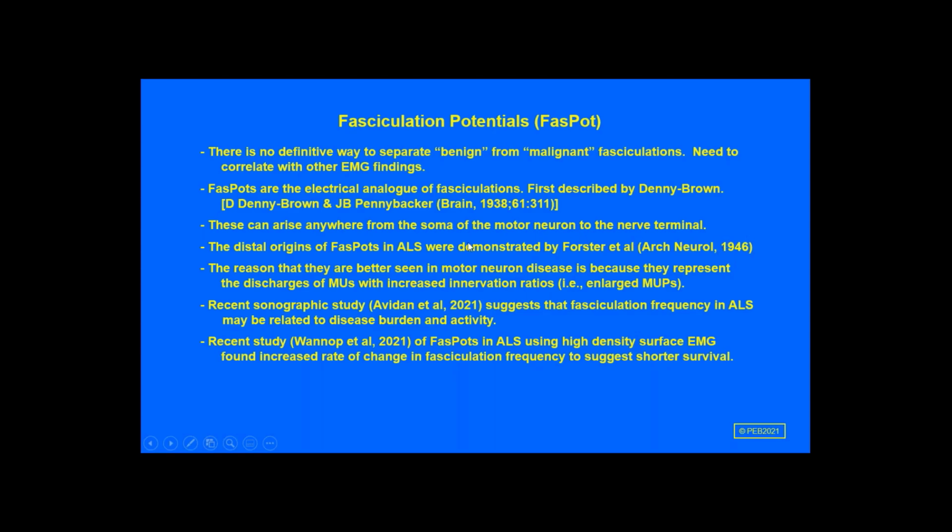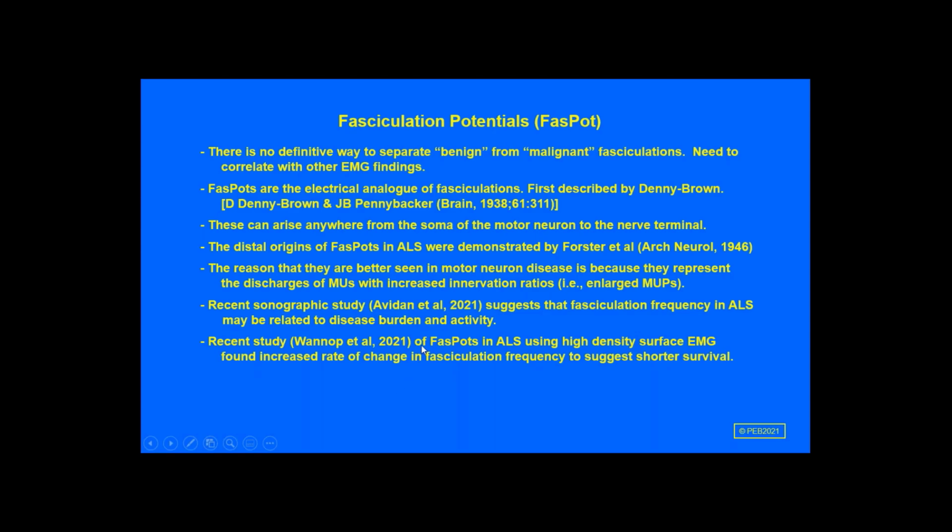It's a very interesting paper. I can't talk about it now because of time constraints. The reason that they're better seen in motor neuron disease is because we have enlarged motor units. The innervation ratio is increased, so it's quite easy to see these twitches in patients.